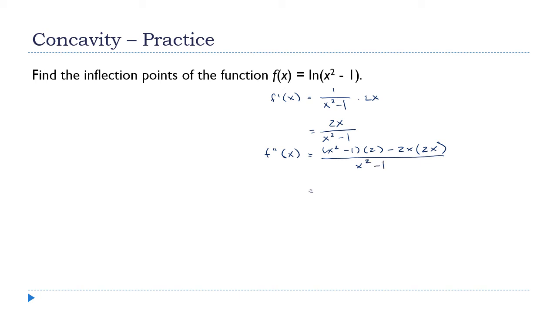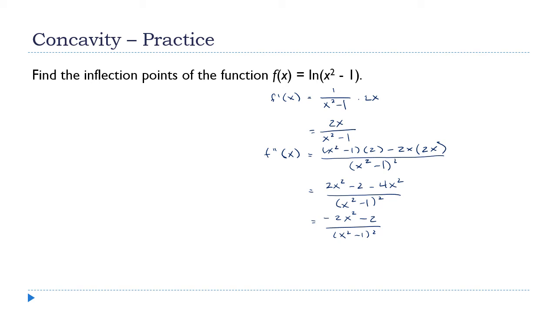All right, so let's see, now I've just got cleanup to do here. This is 2x squared minus 2 minus 4x squared over x squared minus 1. So I get minus 2x squared minus 2. Oops, sorry, I didn't square the denominator, did I? x squared minus 1 squared over x squared minus 1 squared.